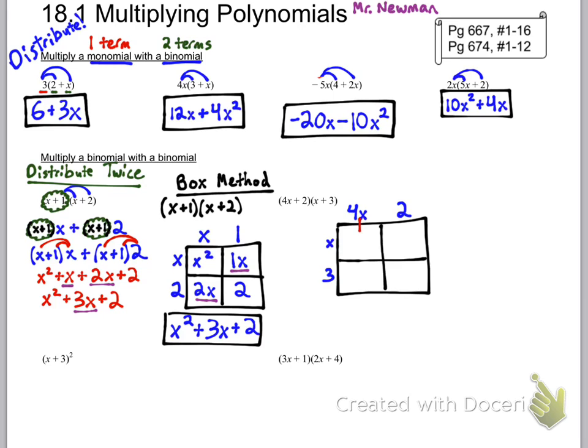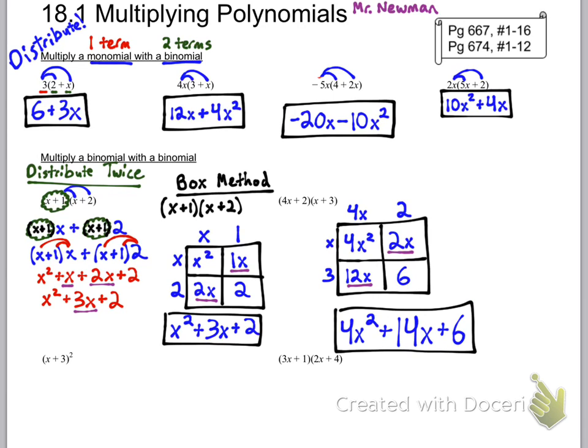Notice that we need to multiply the 4x times the x, and that's going to give us 4x squared. We need to multiply the x times the 2, and that's going to give us 2x. We need to multiply the 4x times the 3, and that's going to give us 12x. And lastly, we're going to multiply the 2 times the 3, and that's going to give us 6. Now, once I combine like terms, the 2x plus the 12x becomes 14x, so I get 4x squared plus 14x plus 6. And there's our final answer.